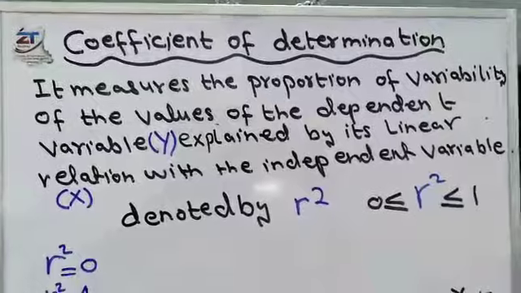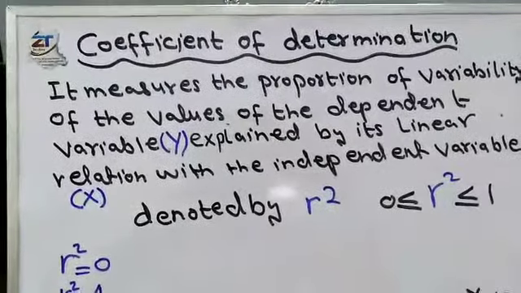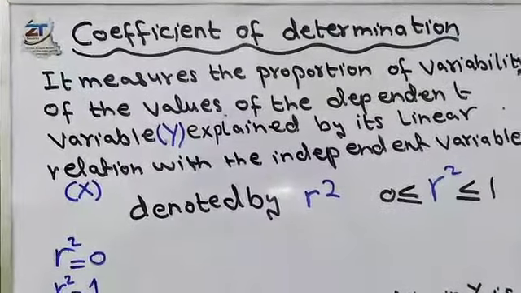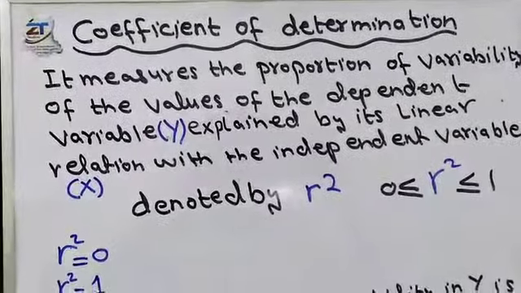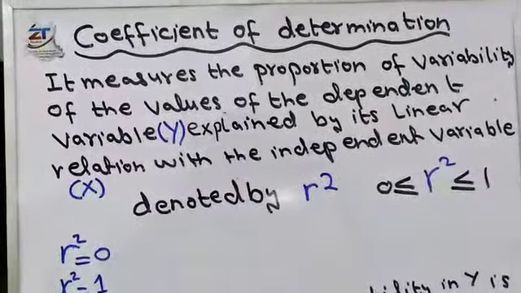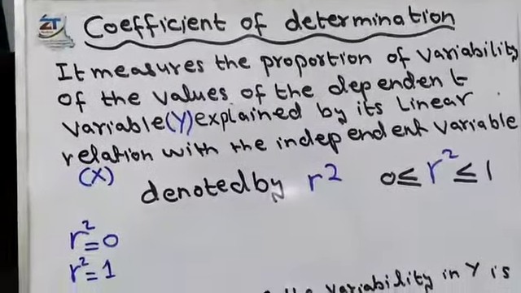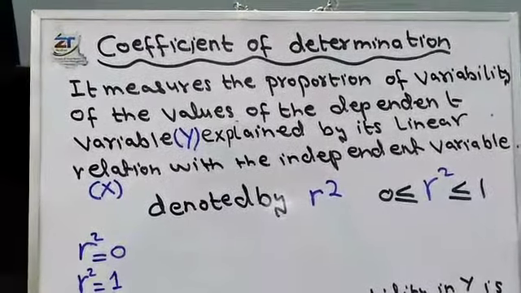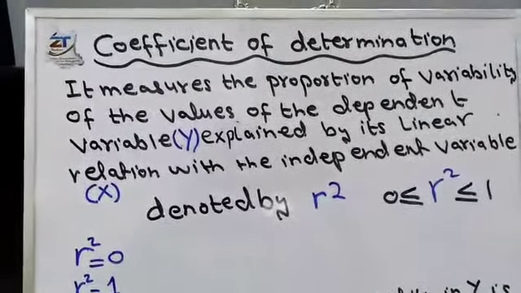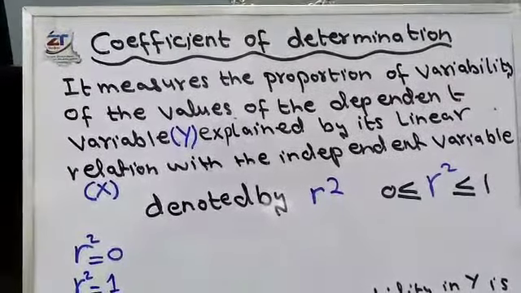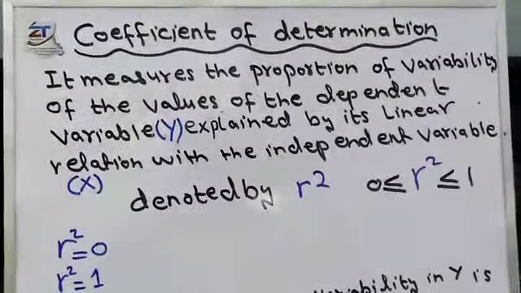Next is coefficient of determination. It measures the proportion of variability of the values of the dependent variable y explained by its linear relationship with the independent variable x. Coefficient of determination is denoted by r square, and it takes values between 0 and 1.